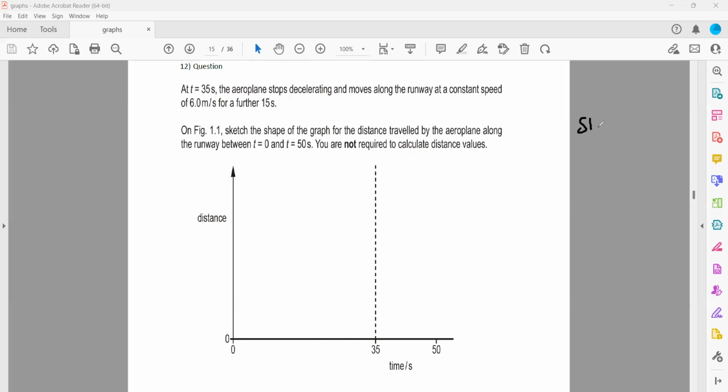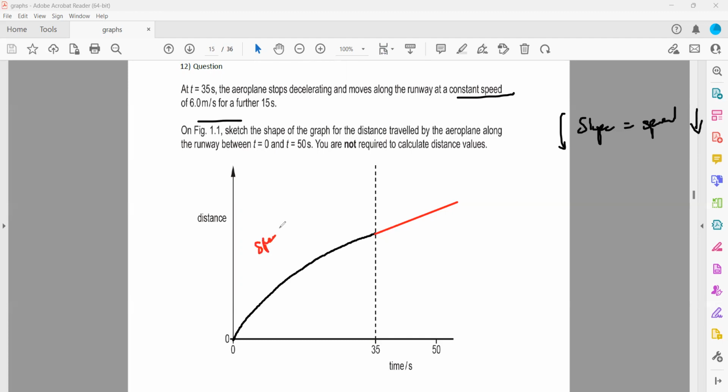In a distance time graph, what does the slope represent? The slope represents speed. Deceleration means the speed is decreasing, so the slope should also decrease. So first we draw the slope decreasing, and then it moves at a constant speed. The slope represents speed, so it will be a straight line. Here the speed is decreasing. Here the speed is constant.